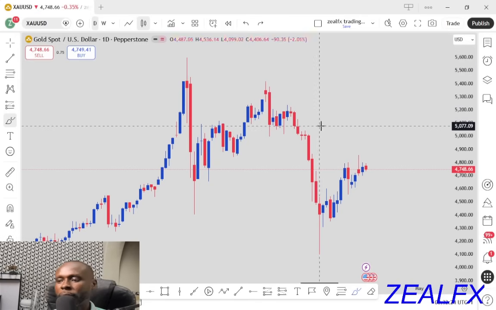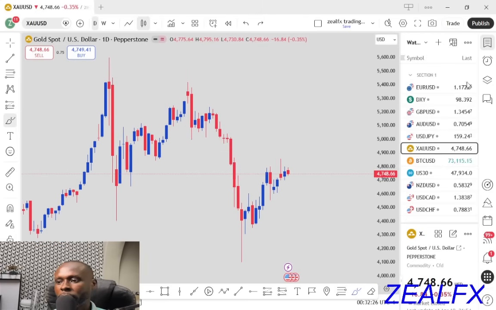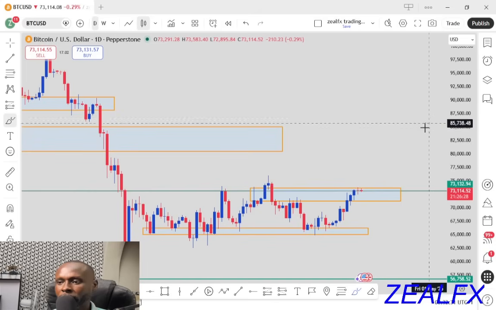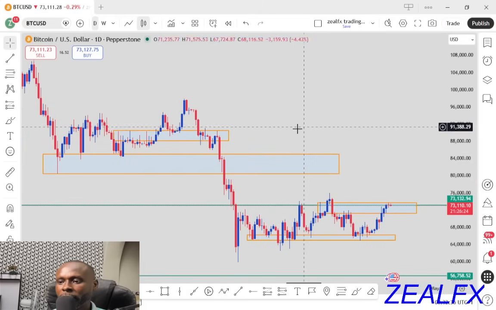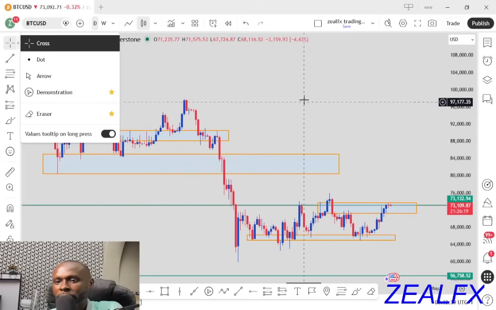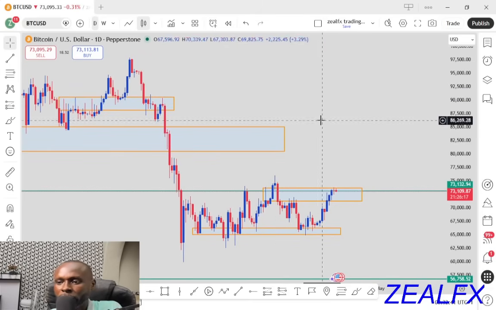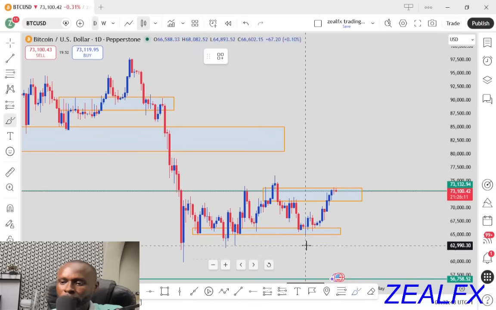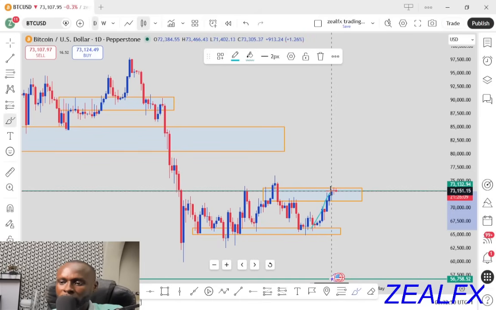So let's look at our next pair, which is the BTCUSD. The BTCUSD still remains on a sideways trend. We can clearly see that price still remains on a sideways trend on the BTCUSD. If you watch my previous analysis on the BTCUSD, I said I expect price to move to this resistance level, and you can clearly see that price is currently on that particular resistance level.